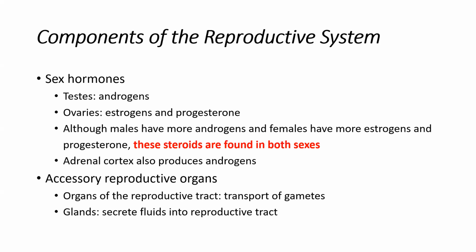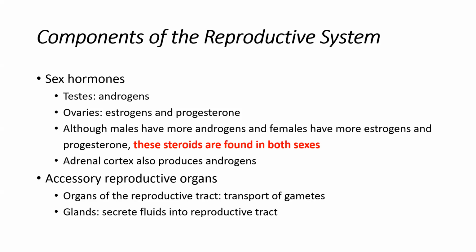Let's talk about the sex hormones. So we've got testes producing androgens. Estrogen is one of those androgens. We've got ovaries in females, which produce estrogens and progesterone. But although males have more androgens than females, and females have more estrogens and progesterones than males, understand that both sexes produce these steroid hormones in different quantities, but they're both produced in both sexes.